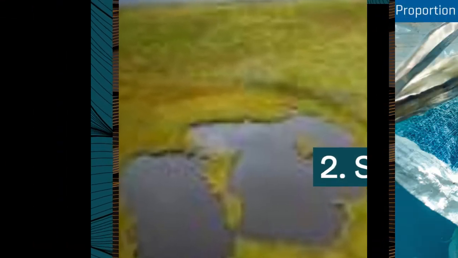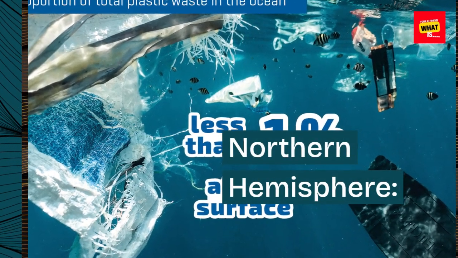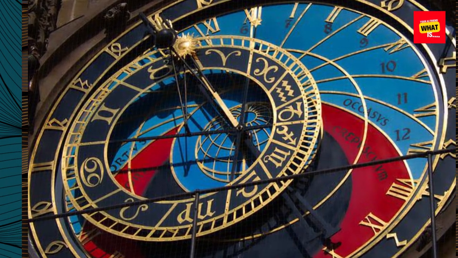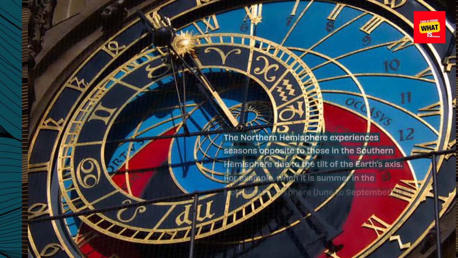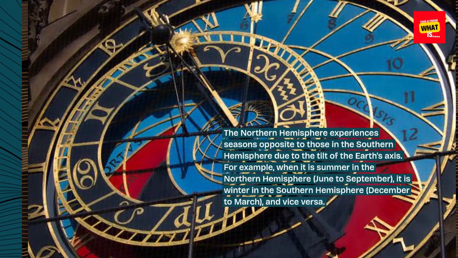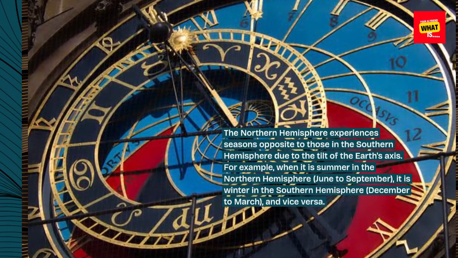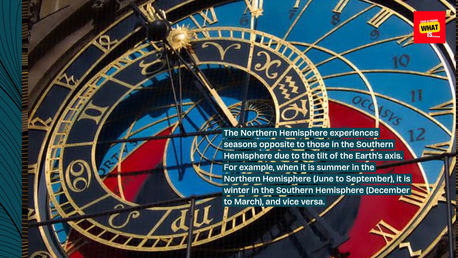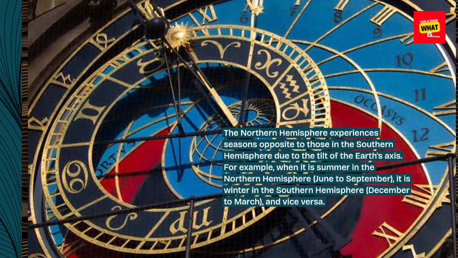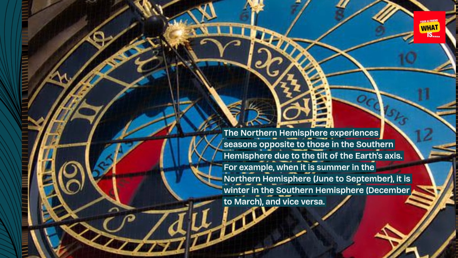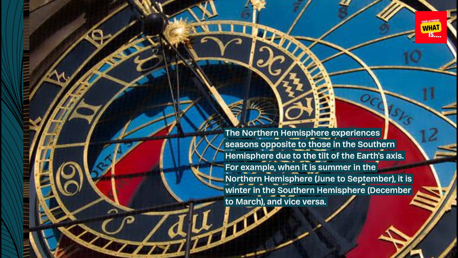2. Seasons. Northern Hemisphere. The Northern Hemisphere experiences seasons opposite to those in the Southern Hemisphere due to the tilt of the Earth's axis. For example, when it is summer in the Northern Hemisphere, June to September, it is winter in the Southern Hemisphere, December to March, and vice versa.